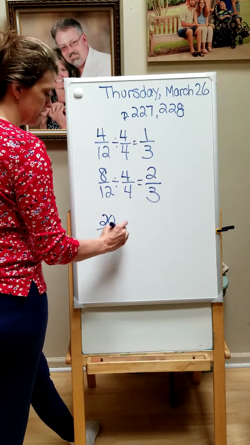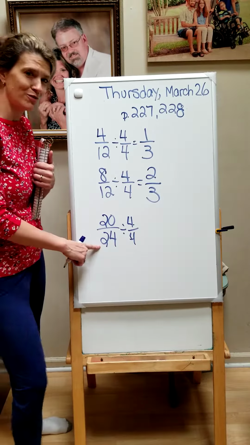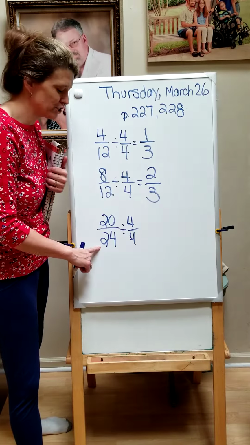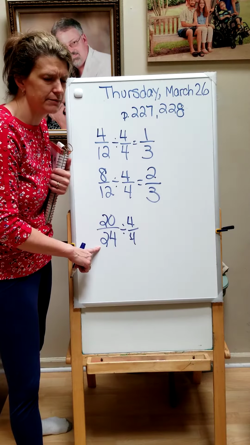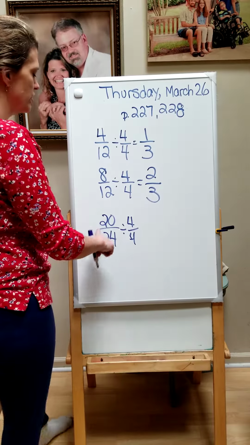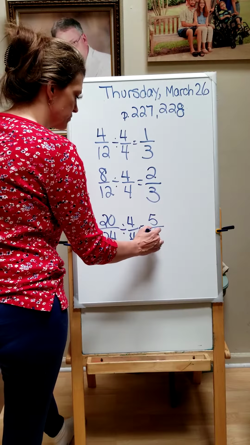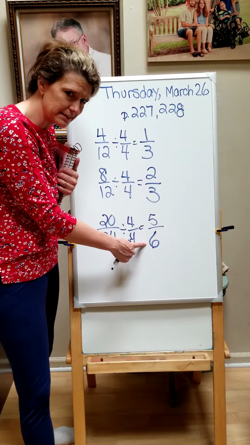20/24. Can you imagine a pizza being cut into 24 pieces? Those would be really small pieces. So if we wanted to make that pizza cut into not as many pieces, this is a great way to do it. 20 divided by 4 is what? 5. 24 divided by 4 is what? 6. It would be so much easier to cut that pizza into 6 pieces, wouldn't it?